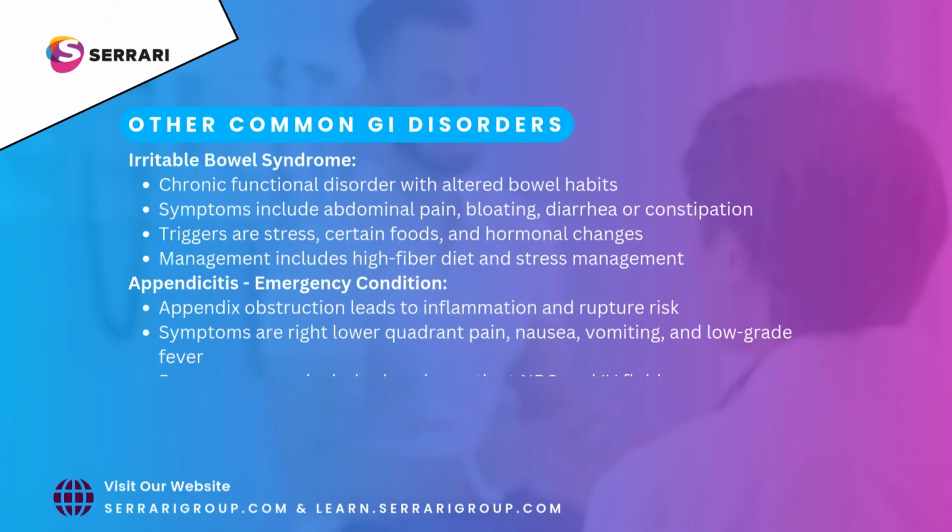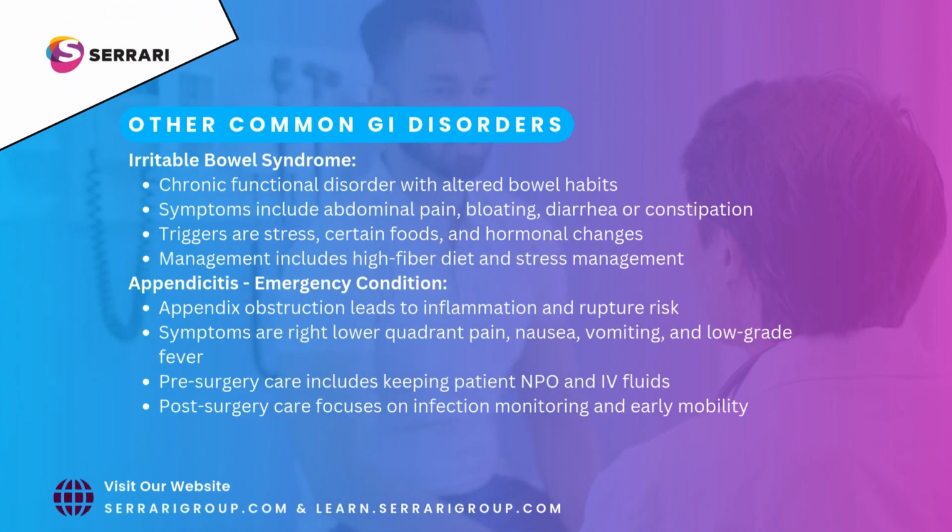Other common GI disorders: irritable bowel syndrome, chronic functional disorder with altered bowel habits. Symptoms include abdominal pain, bloating, diarrhea, or constipation. Triggers are stress, certain foods, and hormonal changes. Management includes high-fiber diet and stress management.